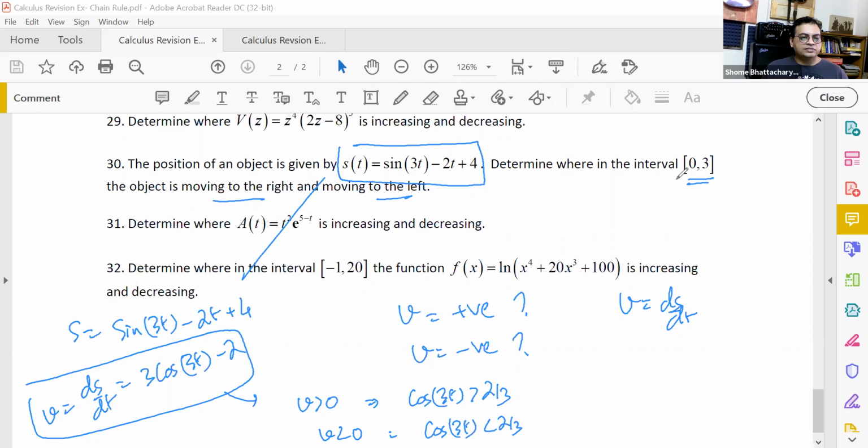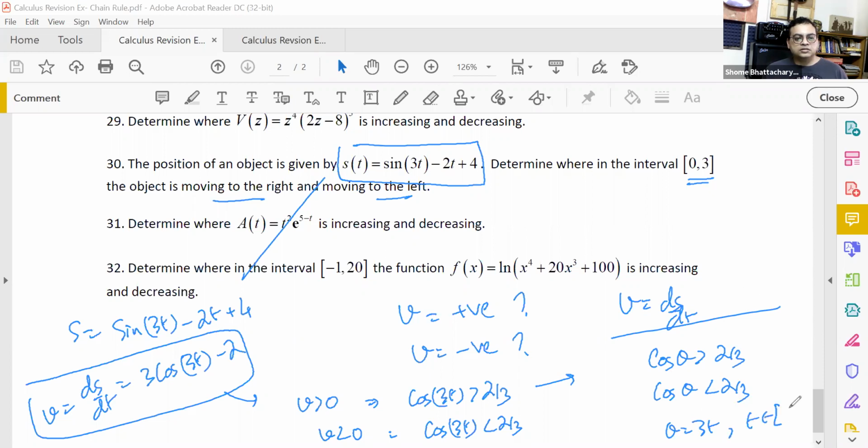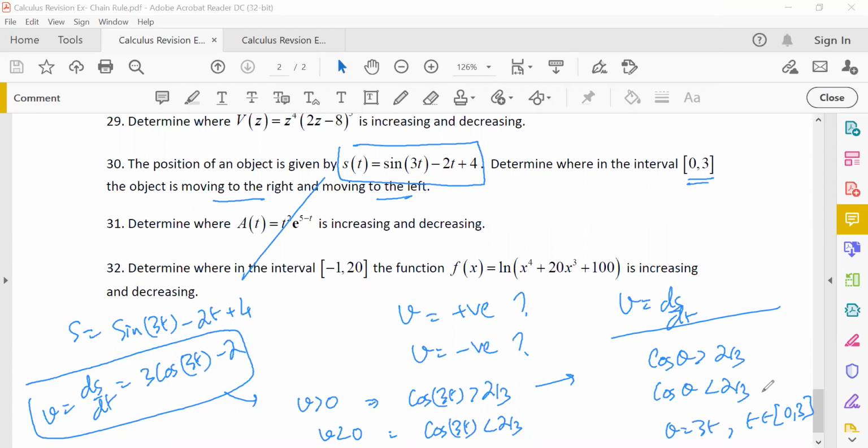Now see, when we are taking the interval of t as 0 to 3, we can think of this like this: cos theta is greater than 2 by 3 and cos theta is less than 2 by 3. How do we solve this inequality, where theta is 3t and t is in the interval 0 to 3? Now you have to understand that this is SI unit, so theta is in radians. Theta is going from where to where? From 0 to 9 radians. You understanding my point, beta?